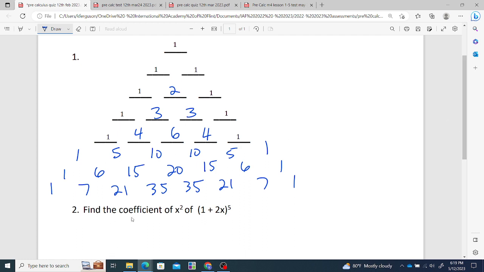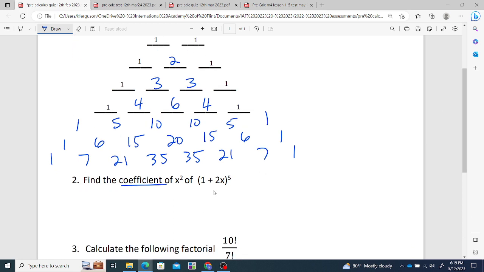Okay, so now find the coefficient of x squared of 1 plus 2x, the quantity to the fifth power. So remember what we do. When we're looking for the coefficients, we use Pascal's triangle. Because we're dealing with the fifth power, we're looking at the fifth row. So I know I've got 1, 5, 10, 10, 5, and 1. So that's initial. But because I've got this 2 in here, that's going to change some things.